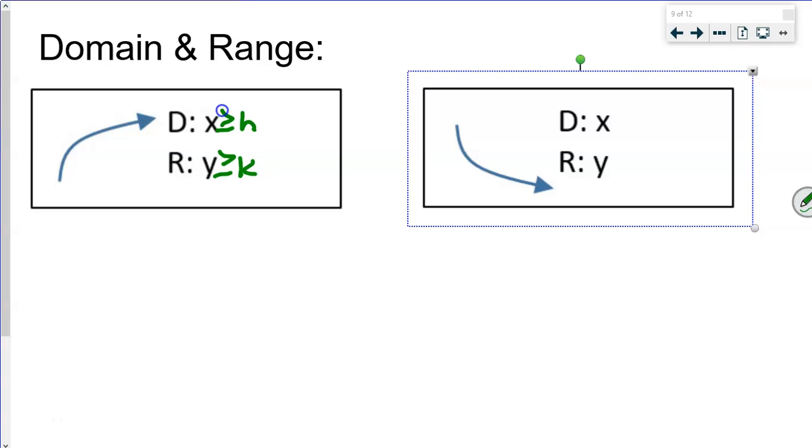And our last graph over here on the right, what's happening to our x values? They're getting greater than or equal to h. And our y values are going to be less than or equal to our k. So when you guys are talking about domain and range, you're going to look at your h and k values to determine what they are.